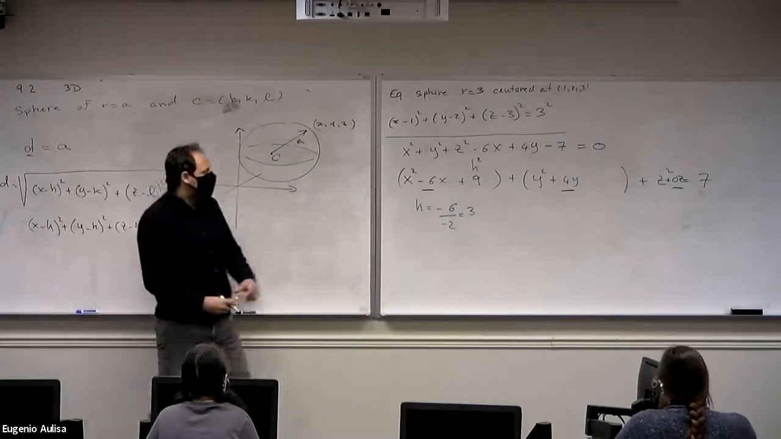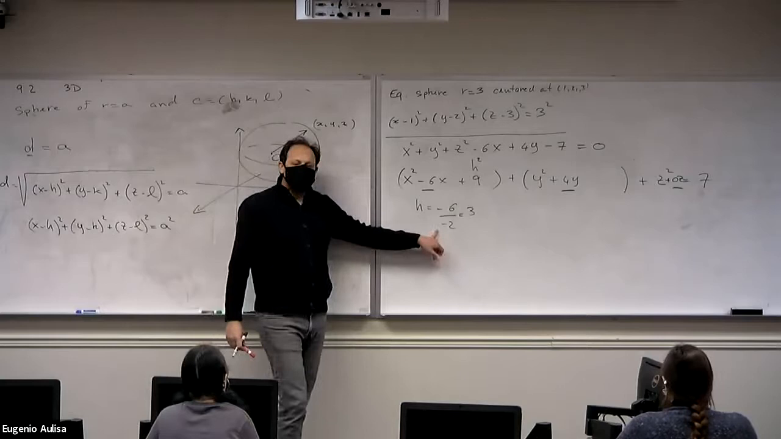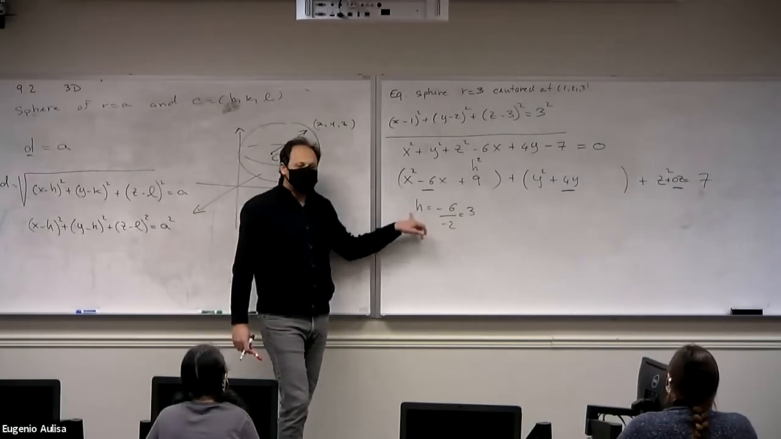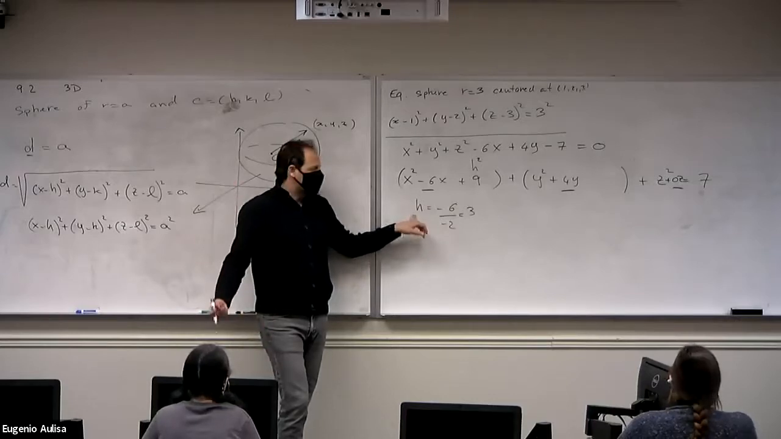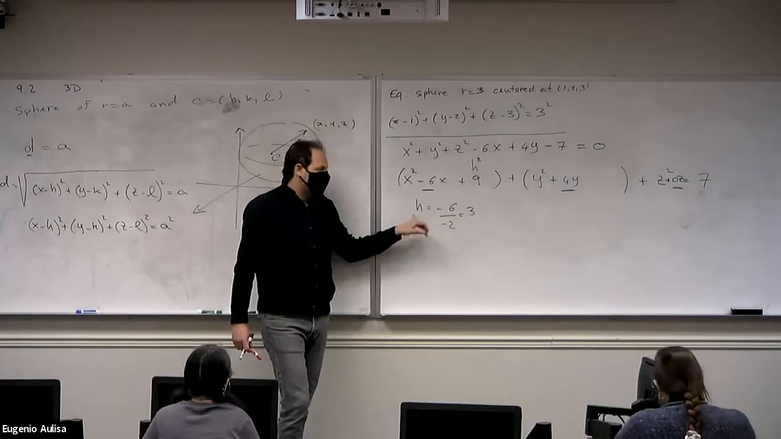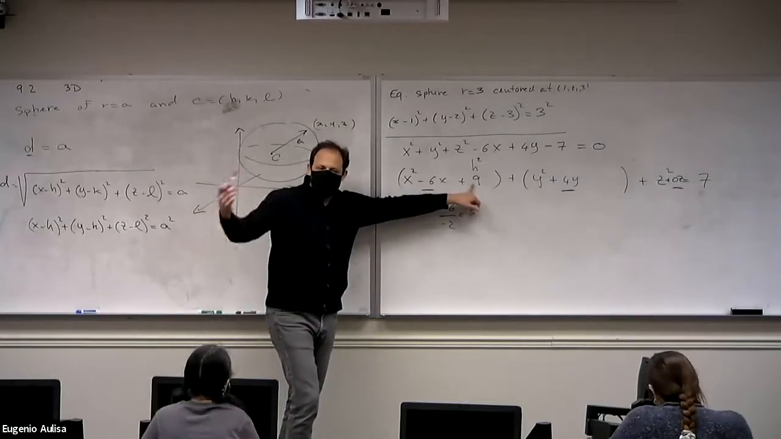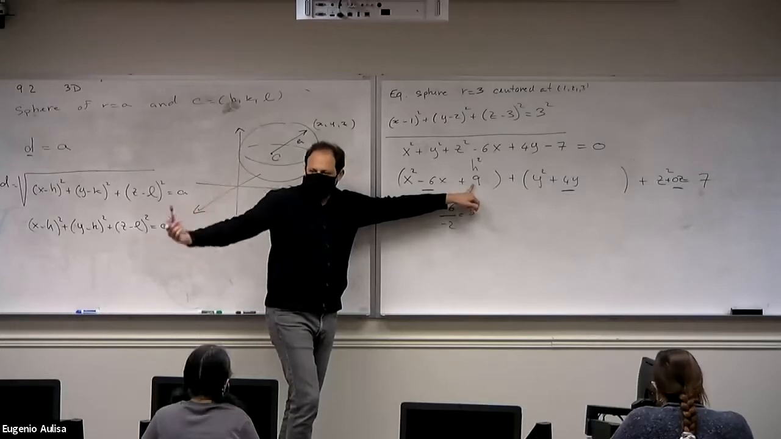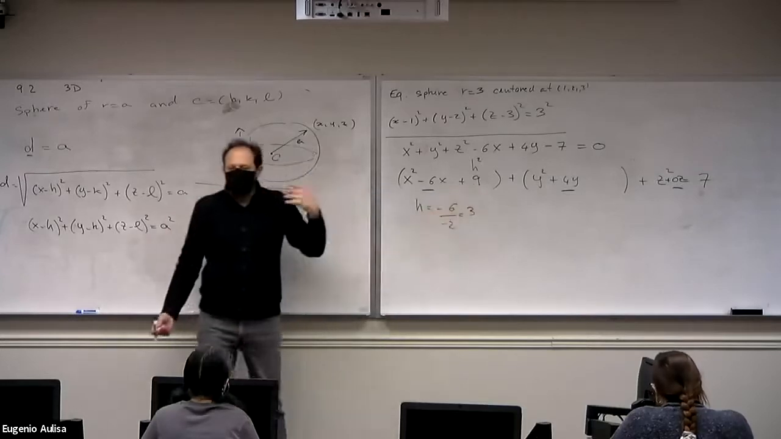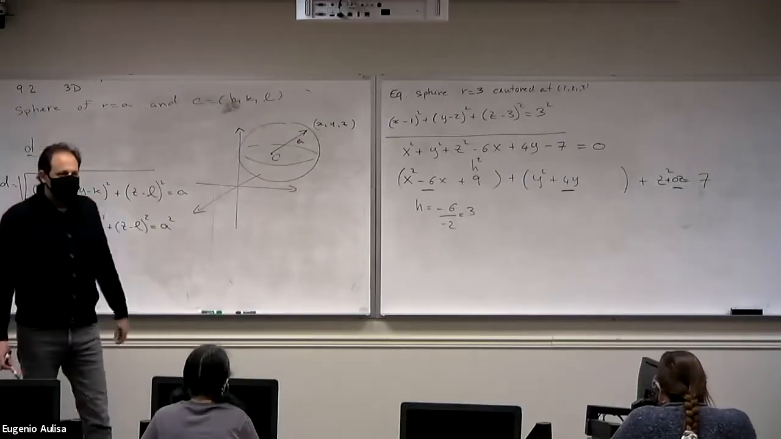Now, some of you do not divide by −2, but divide only by 2. But this is not going to give you h, it's going to give you negative h. It doesn't matter because then we are going to square it. If you square negative h or h, you get exactly the same number. But since I want to know who is h, I divide by −2.